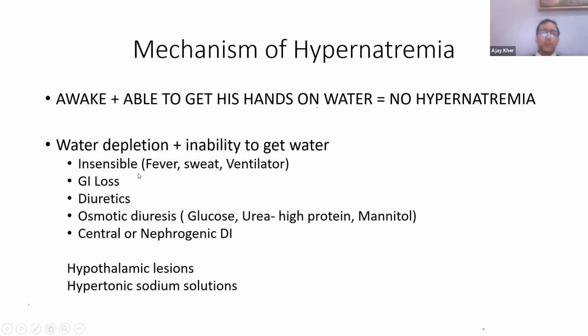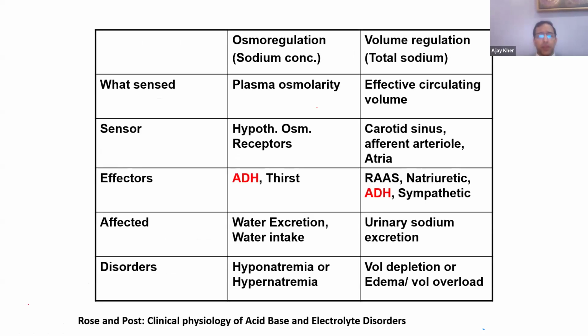So you can have insensible losses, fever, sweat, or ventilator, GI, diuretics, osmotic diuresis, or you can have central or nephrogenic DI. Any of these can be causes of how you're losing the water, but you also need an inability to get water. And then you have the hypothalamic lesions, in which you could either have loss of thirst, or you could have a reset osmostat as a reason for hypernatremia.